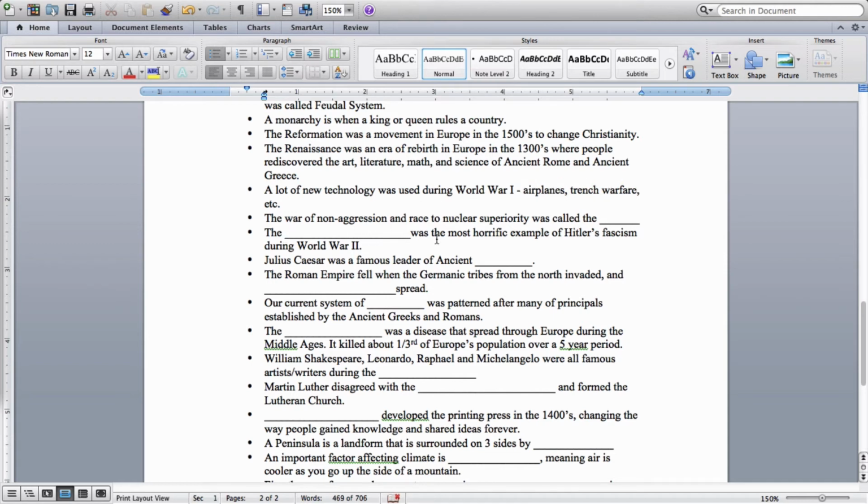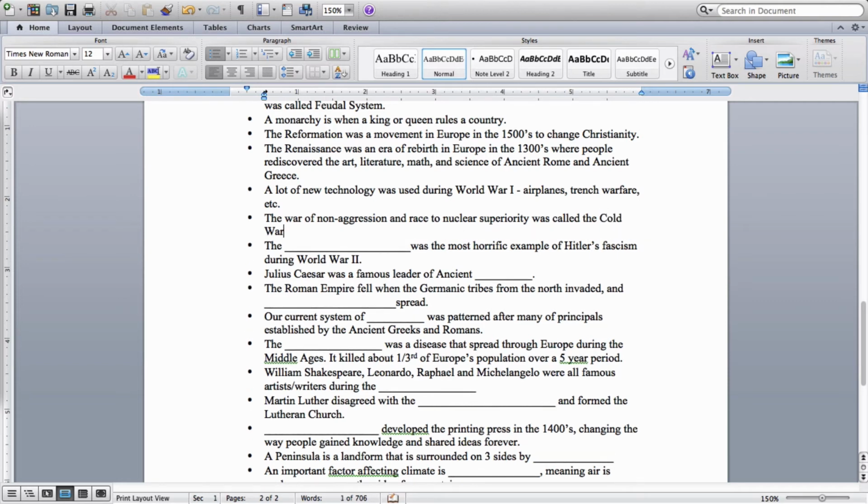The War of Non-Aggression and the race to nuclear superiority was called the Cold War. That was following World War II, when the United States and the Soviet Union had a many decades-long sort of race to have the strongest militaries, to build the most nuclear weapons. Basically, we tried to scare them, and they tried to scare us. And luckily, no one ever decided to go to war with each other.